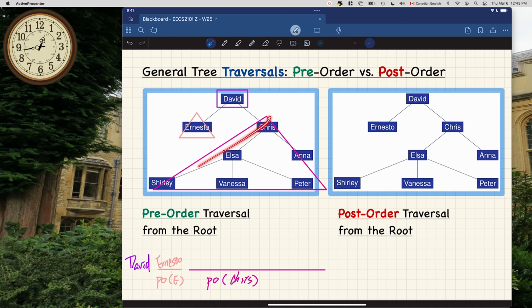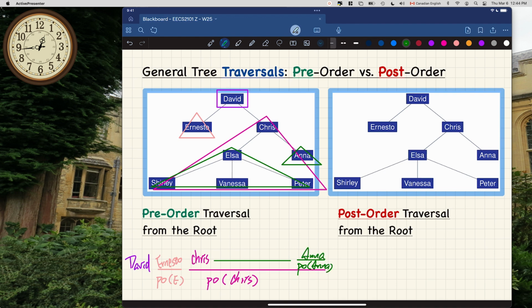How do I pre-order traverse Chris? The same definition. Visit the parent first. So I'm going to say Chris, the parent, and then I'm going to recursively pre-order traverse the first child and pre-order traverse the second child. So this part here is going to be longer, as you can see, because the subtree is bigger. And this will be the second child. So this will be the pre-order of Anna. That one will be just Anna. Right? What about the pre-order traversal of the subtree rooted at Elsa?